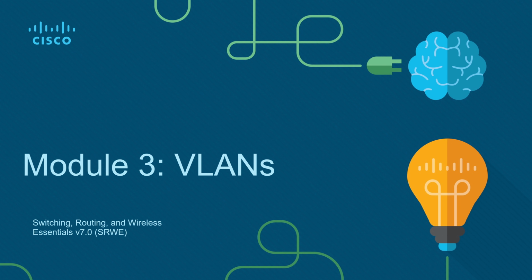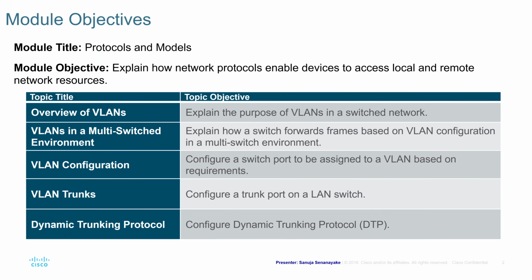Today, we will be focusing on module number 3, which is VLANs or Virtual Local Area Networks. In this lecture, we will explain how network protocols enable devices to access local and remote network resources. We will cover an overview of VLANs, VLANs in a multi-switch environment, how we can configure VLANs on a Cisco device, VLAN trunks, and dynamic trunking protocols.